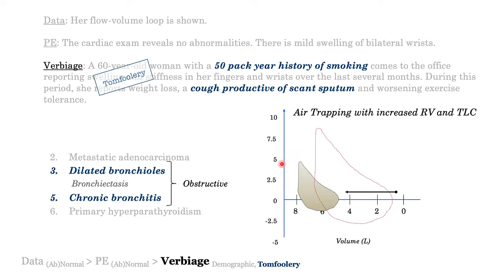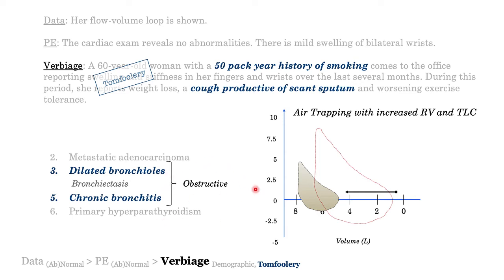Here comes the tomfoolery that is often embedded within the verbiage. We know that this patient is a smoker, and they offer cough-productive scant sputum. If you were unable to interpret the flow volume loop, you would read this information and think the patient had obstructive disease. Interestingly, you're given two options for obstructive disease: dilated bronchioles, correlating with bronchiectasis, and or chronic bronchitis.